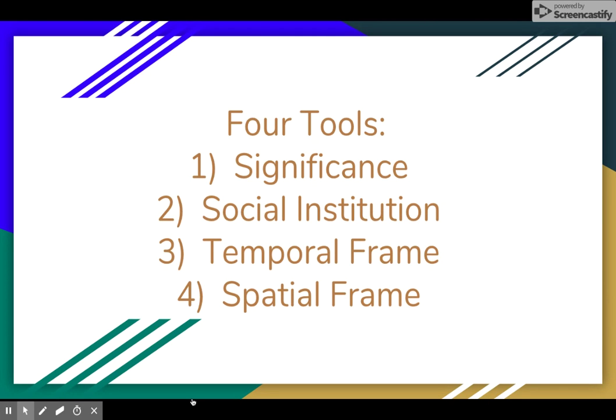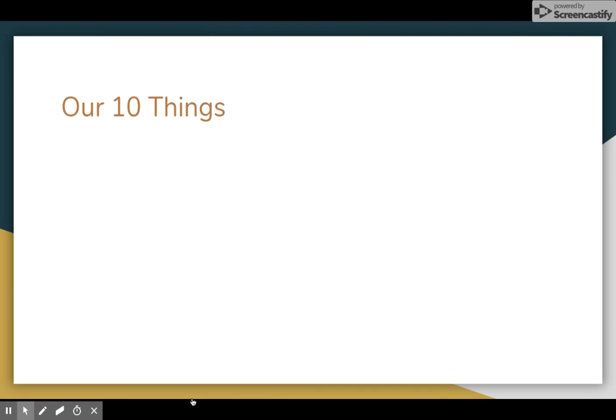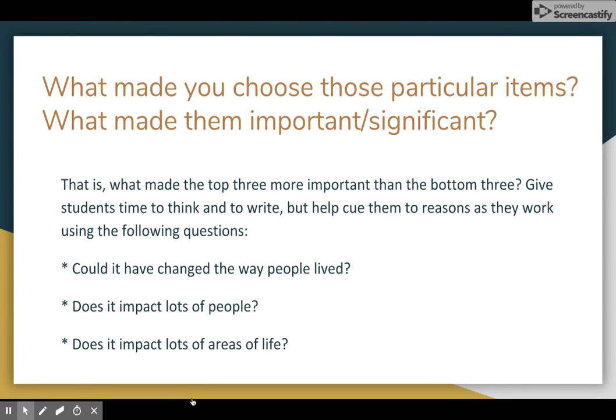Now, they use four tools to do this. One is significance. So we talked about the three questions. Well, first we did the activity about the 10 things that you would put inside if you were going to tell somebody what life was like in Michigan. You would put 10 things inside this box, this capsule, so that 1,000 years later, they can know what life was like for us right now. And then we asked the questions of why we chose these particular things. Why were these particular things important? And then we chose them based on these three questions.